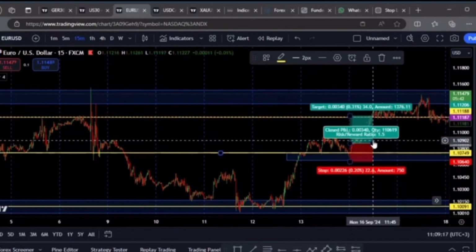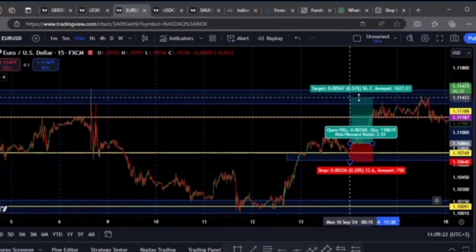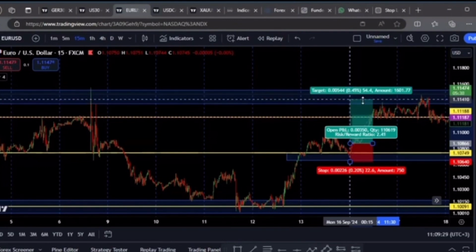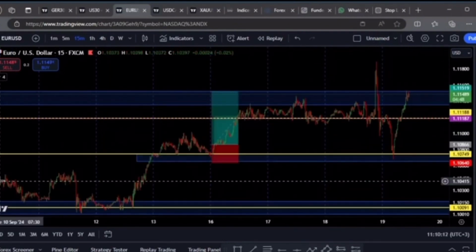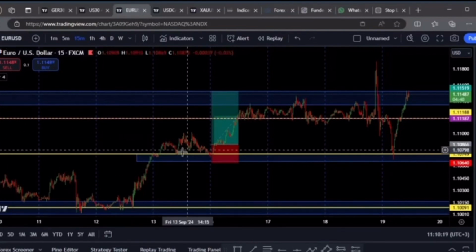So if you want to extend it again to the next key level, we can even bring it up here to the highest. So you can even make it 1:3 reward or 1:2. It is up to you, you know. This allows you to capture most of the move before the market potentially turns against you.